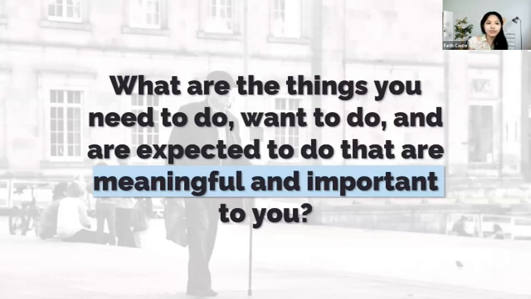So this is the question that I want you to keep in your mind as we discuss the scope of occupations. What are the things that you need to do, want to do, and are expected to do that are meaningful and important to you? And as we go through the different kinds of occupations and the different categories, I want you to think about your own life and see how you can answer this question.